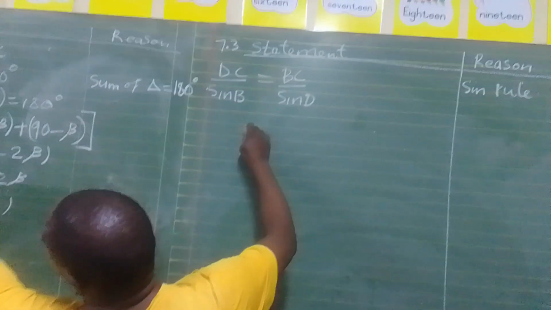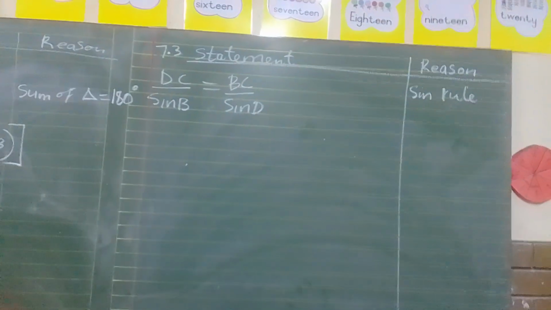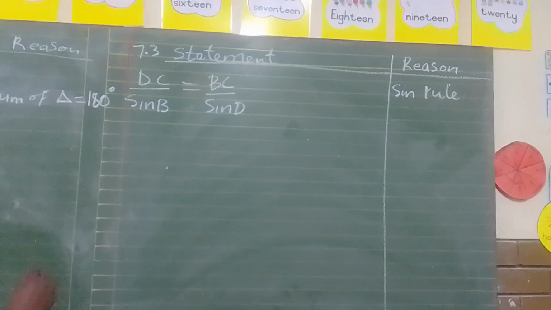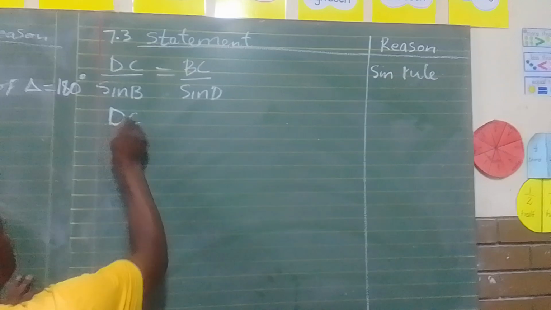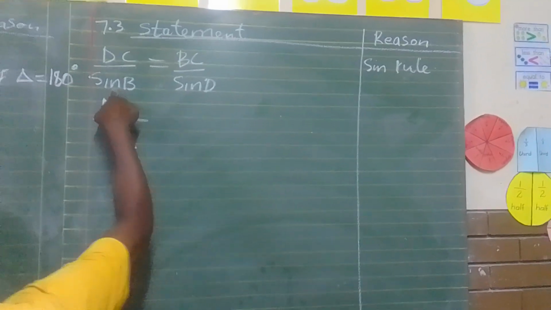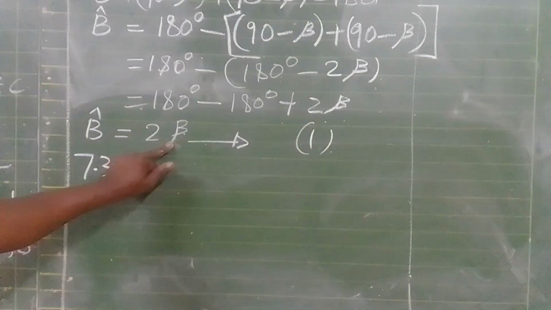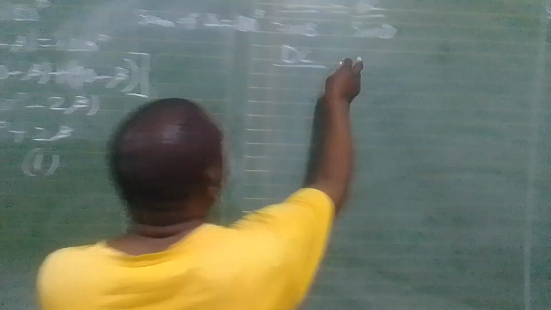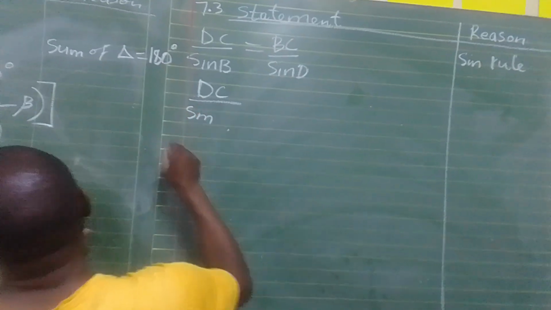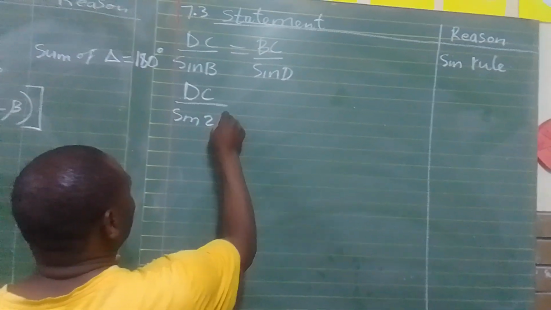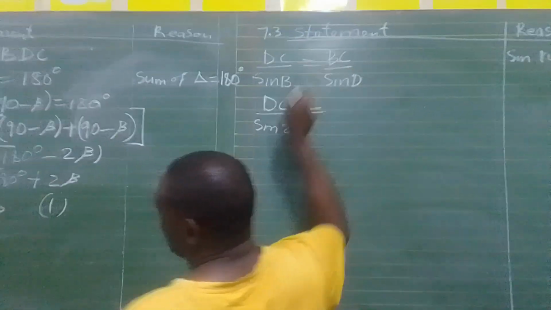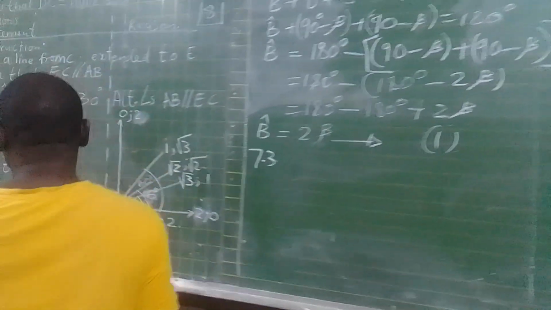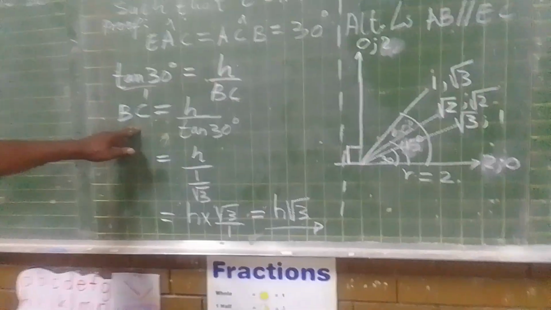They say calculate DC, show that DC. Now we want DC. Let's write DC first over sine B. What was B? It's 2 beta. So we're going to say DC over sine 2 beta is equal to, what is BC? BC has been calculated at 7.1.